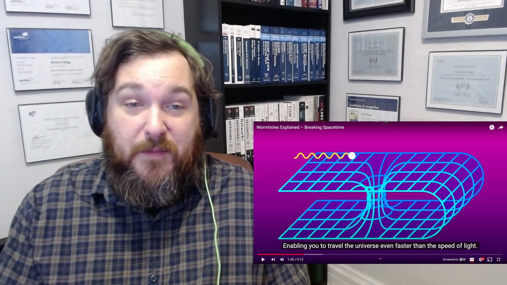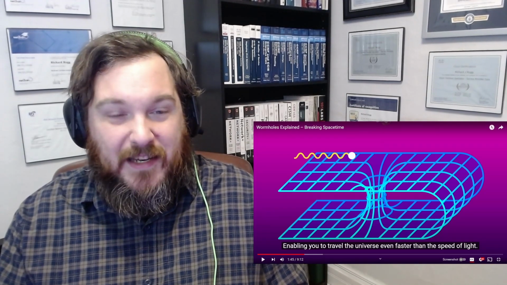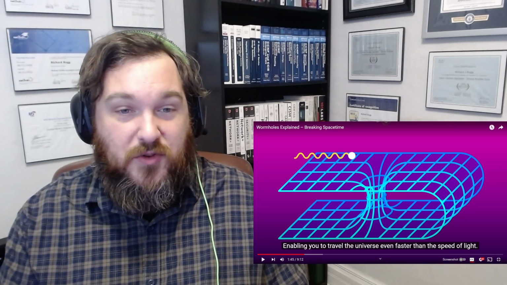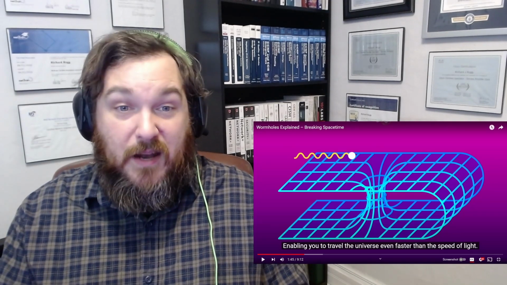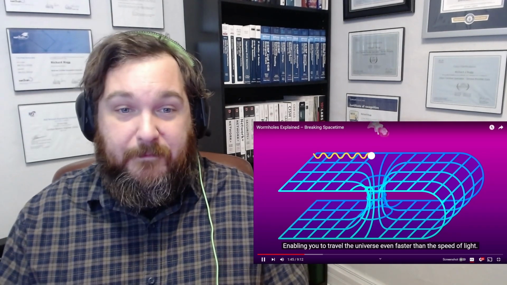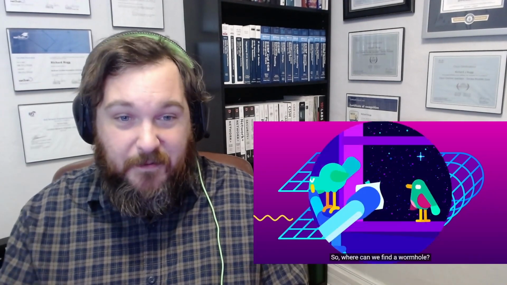And then some people bring up the argument that wormholes of course allow for faster than light travel, but that's not technically true because a wormhole is a shortcut. You're not traveling through space all that distance. And of course the rule is you cannot travel faster than light through space, enabling you to travel the universe even faster than the speed of light. Ah, see? So where can we find a wormhole?